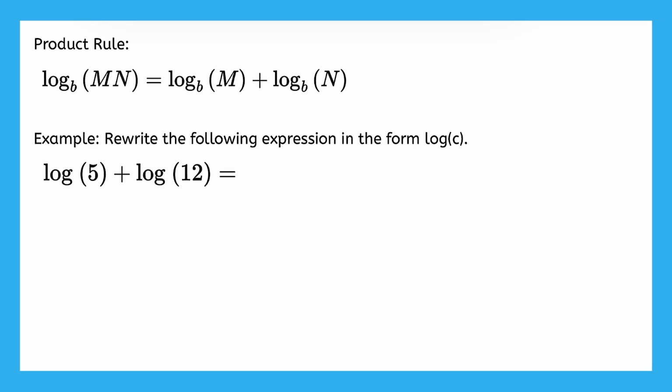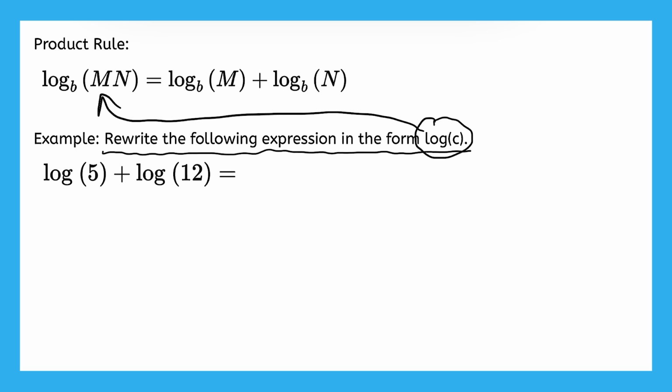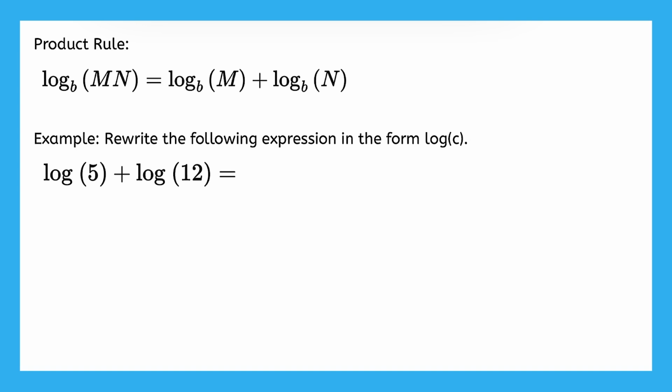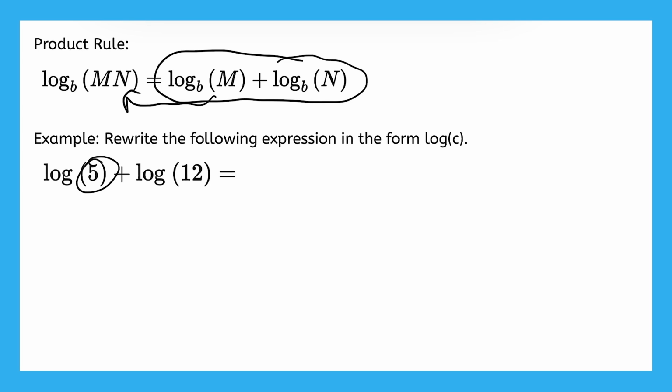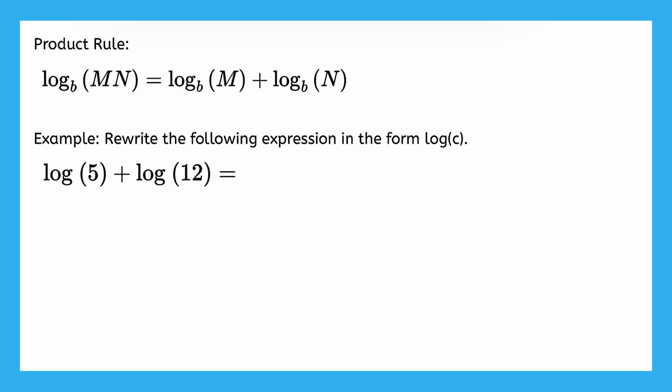All right, rewrite the following expression in the form log of c, which is like this form that we started with. So basically, we need to go from this form into this form. All right, so if we have 5 and 12 separate here, what do we do to make it look like the form log of c? As usual, try each of these by yourself, and then we'll do it together. So what do we do to m and n in order to get mn?